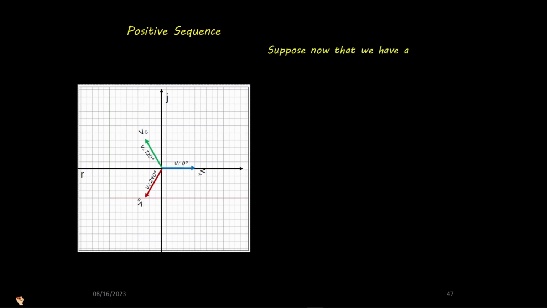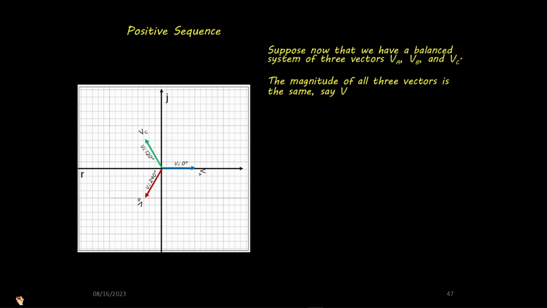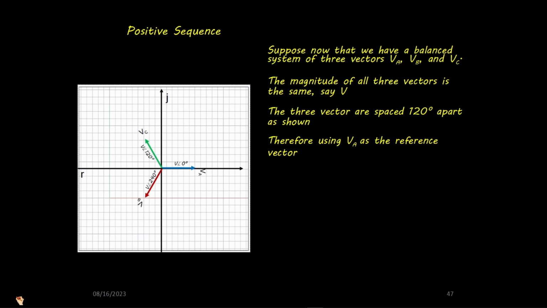Suppose now that we have a balanced system of three vectors VA, VB, and VC. The magnitude of all three vectors is the same, say V. The three vectors are spaced 120 degrees apart as shown. Therefore, using VA as the reference vector, VA equals V at 0 degrees, VB equals V at 240 degrees, VC equals V at 120 degrees.